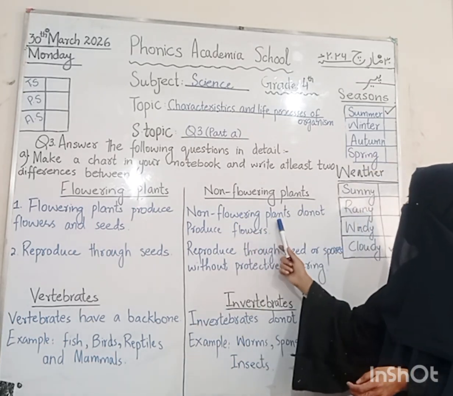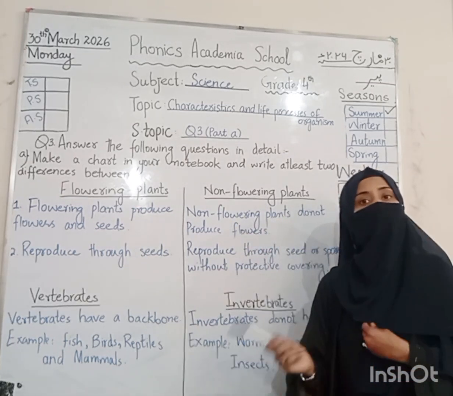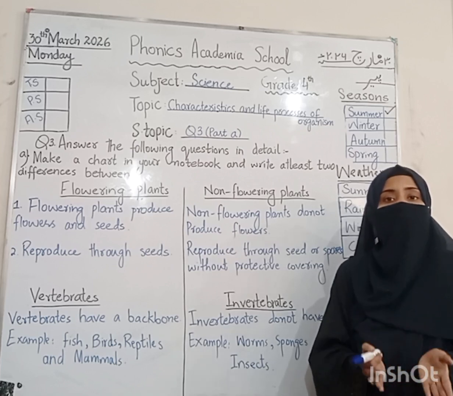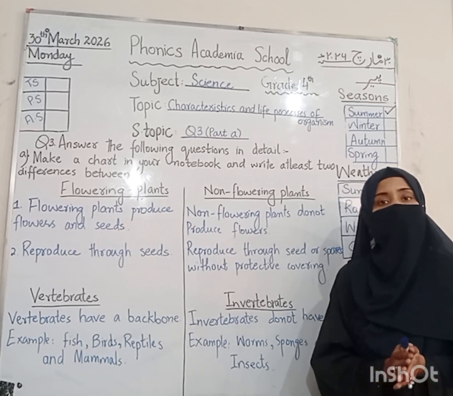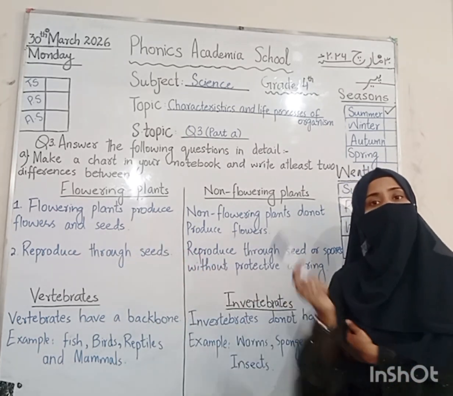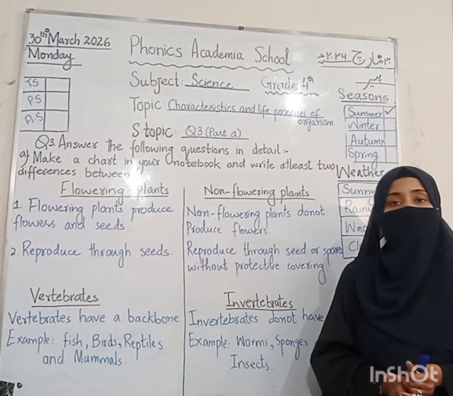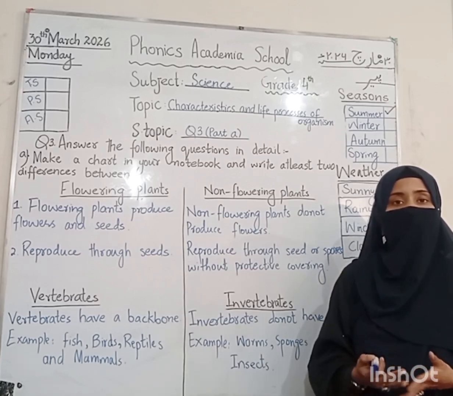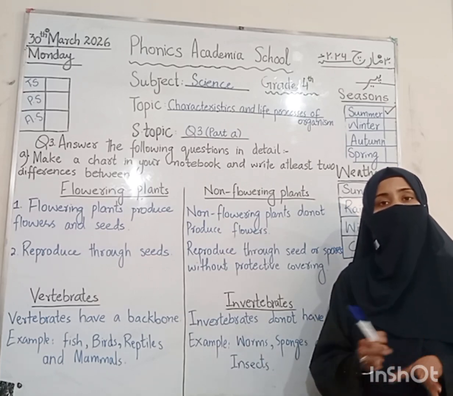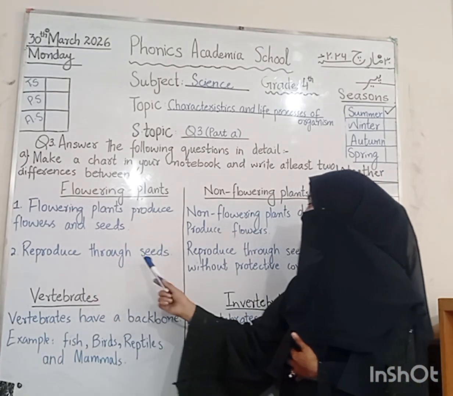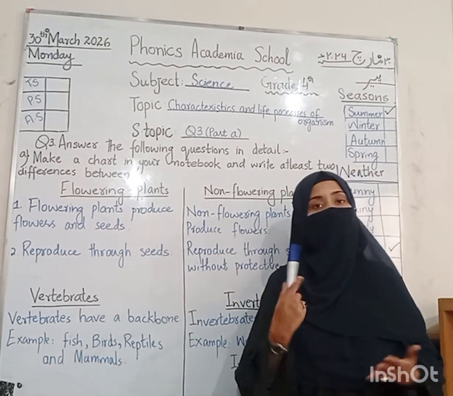But non-flowering plants do not produce flowers. Non-flowering means the plants that do not have flowers on it. इनके पास flowers grow नहीं होते. Flowering में flowers grow होंगे, fruit बनेगा, then they have seeds. But non-flowering plants, name से ही आपको idea होगा that they are the plants that do not have flowers on them. Okay, reproduce through seeds. अब इनके पास they have seeds.